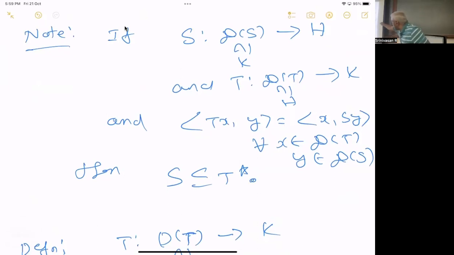So if this condition is satisfied, that doesn't mean S is equal to T star. See, this is the difference between bounded and unbounded operators. If something satisfies that inner product condition for all X and Y, in the bounded case, that will mean S equals T star. Here it's not like that. It means S is contained in T star. T star may have a bigger domain.